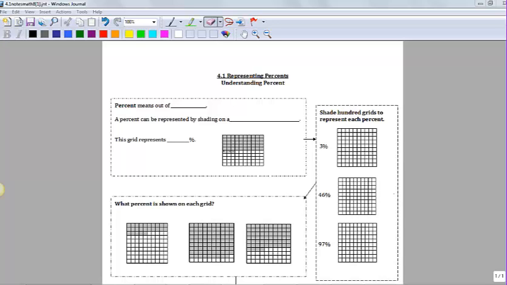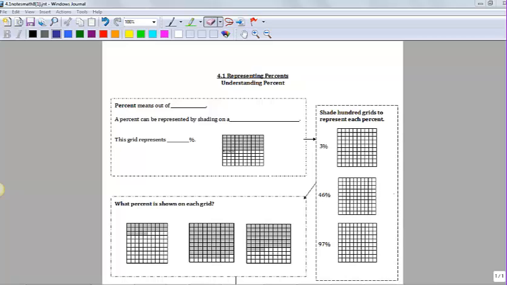Welcome to your first lesson for this brand new unit on percents. We're going to be starting with 4.3, which corresponds to 4.1 in your textbook and your workbook, titled Representing Percents. So if you have your note sheet that looks like the one on the screen here, if you could please take that out and fill in the blanks along with me.